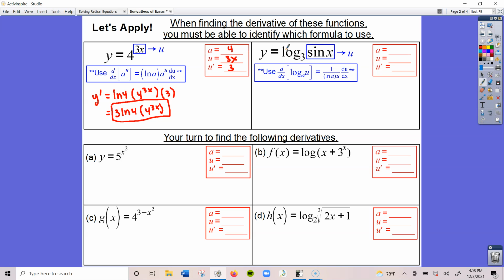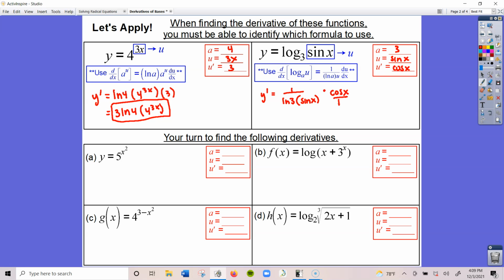Looking at this logarithmic function, my base, which is a, is 3. My u is what's inside of log, which is sine of x. Then the derivative of sine of x is going to be cosine of x. So now we're going to follow this format. My derivative is going to be y prime is equal to 1 over the ln of the base, so 3, times u, which is what's inside of log, so sine of x. And then all of this gets multiplied with the derivative of sine of x, which is cosine of x.